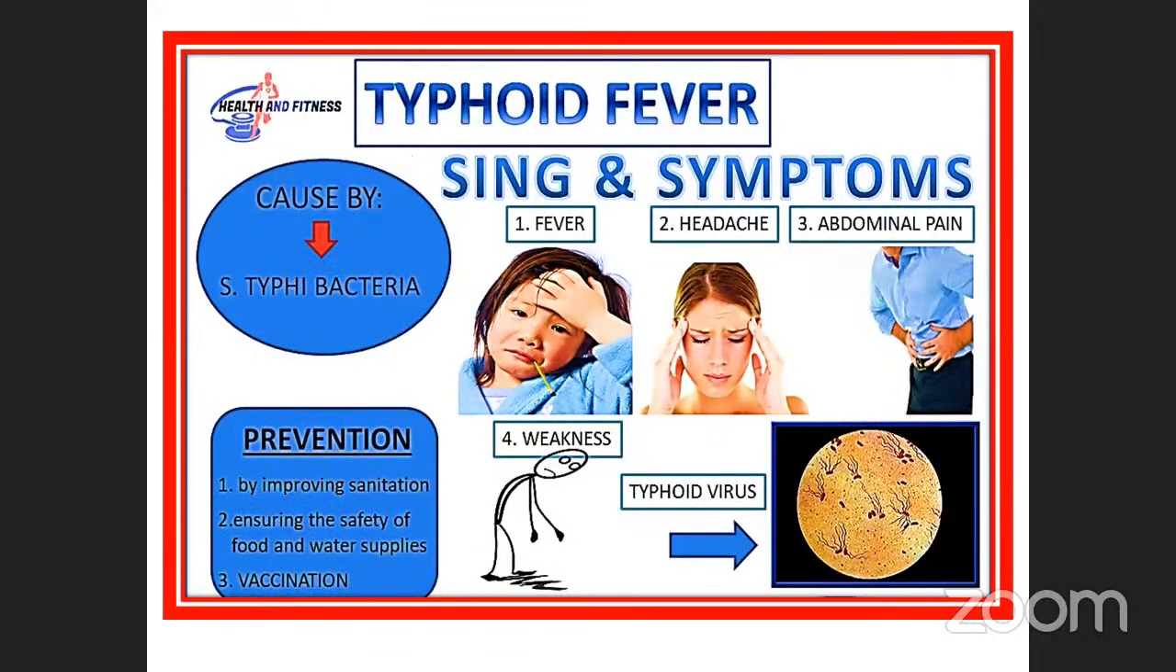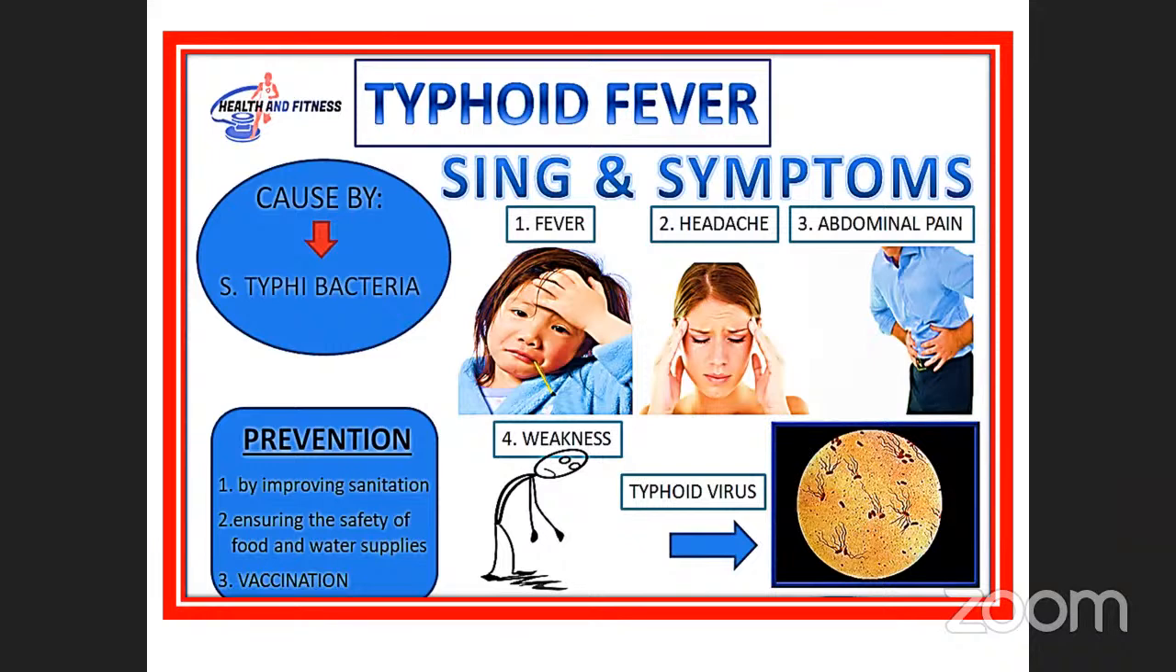These are the symptoms. Typhoid fever is caused by the Salmonella typhi bacteria. First the fever comes, then headache, then automatically abdominal pain and weakness in your body, because with continual fever you will not take any food or water. So this is the bacterial structure.